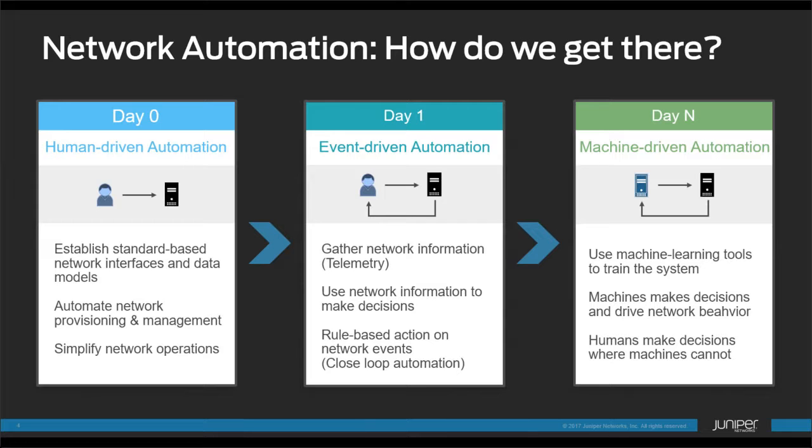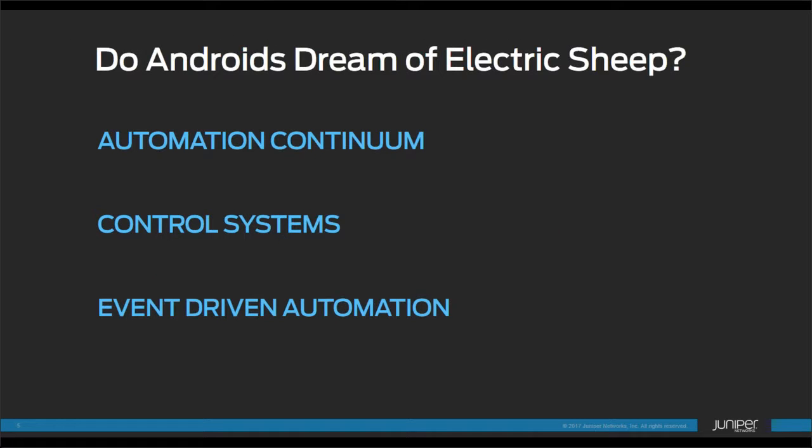So these are the types of things that we as automation engineers think of. We'll talk about the automation continuum, basic control systems theory, and then event-driven automation.